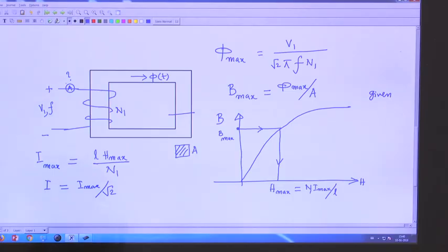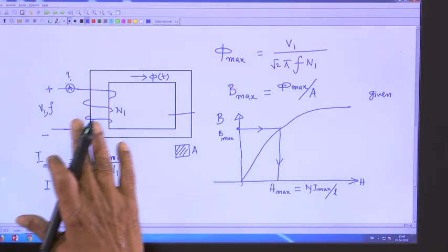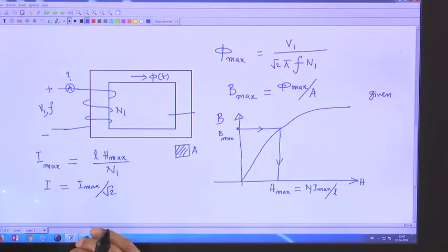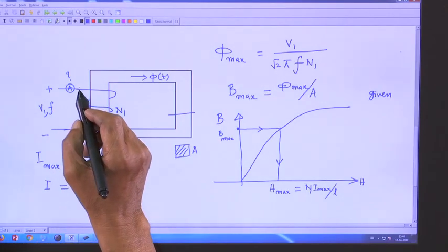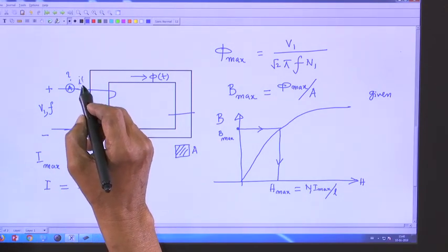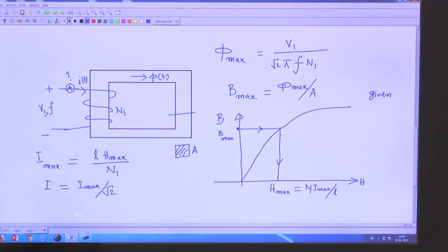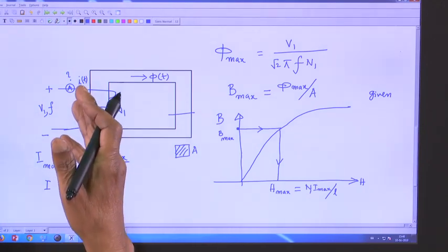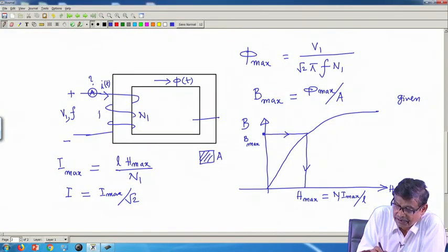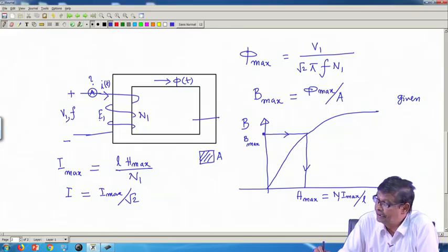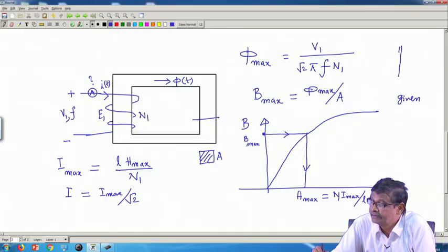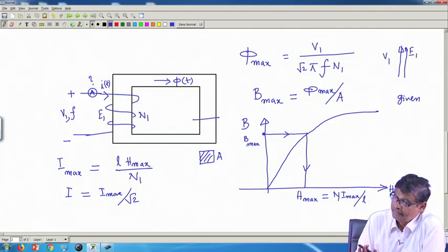Therefore, in an AC magnetic circuit, everything is sinusoidally time varying. Phi is time varying, instantaneous quantities, i(t) is time varying. Only thing is i(t) and phi(t) will be in the same phase. When i is maximum, phi is maximum, and so on. But the RMS voltage induced in this coil, E1, will be in phase with the supply voltage. When V1 is maximum, E1 will be maximum, and so on.